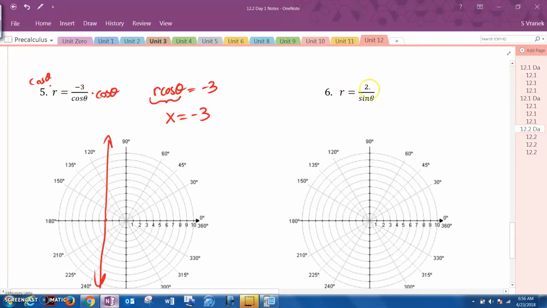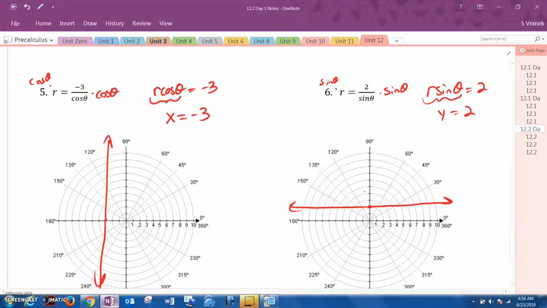So then you just do that, and there's the equation. Same thing with this one. I get rid of the sine by multiplying. R sine theta equals 2. Again, when r and sine theta are together, they form y. So really this is the horizontal line, y equals 2. My lines are a little off, but you know. And that's it. That's graphing, and you can type this into the calculator to double check.